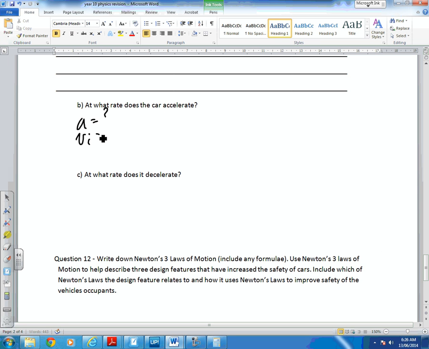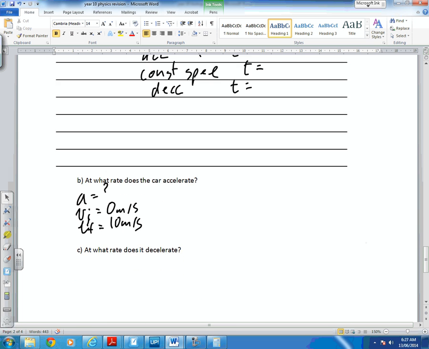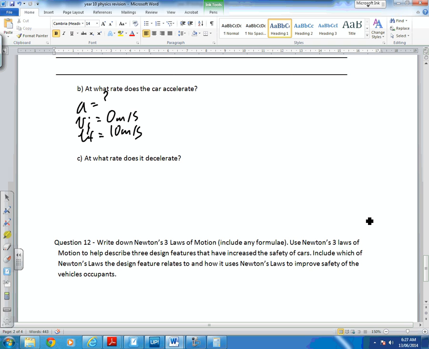So we know the initial speed in this situation is 0 meters per second. We know that the final speed is 10 meters per second. We need to go back to our graph here, and we notice that it's that point there that it stops. So that's 1, 2, 3, 4, 5. So each one of those dashes is 0.2 of a second. So 1.2, 1.4, 1.6, so it's going to be 1.7 seconds. The time, 1.7 seconds.